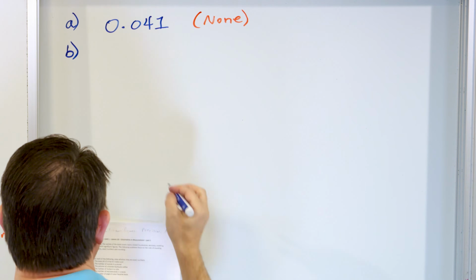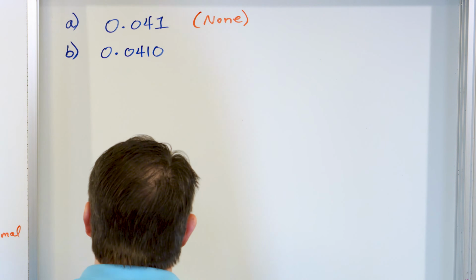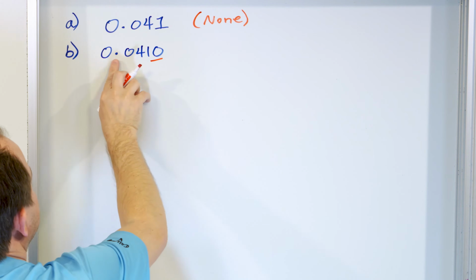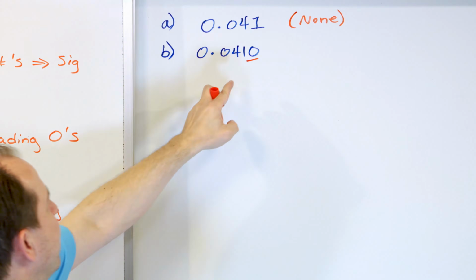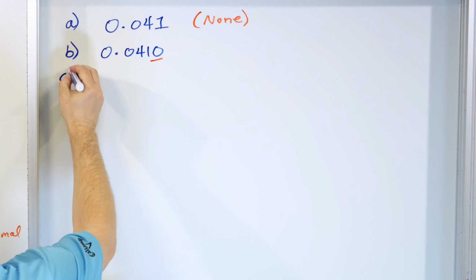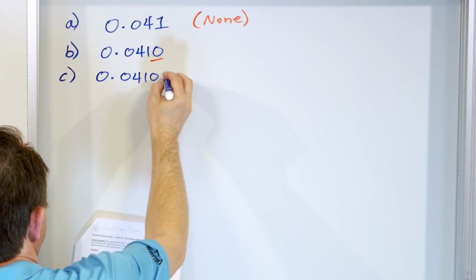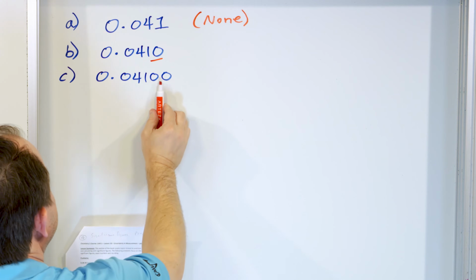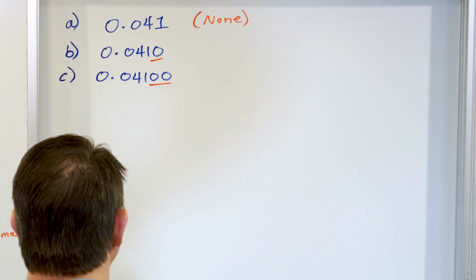Okay? Next problem, 0.0410. Which of these are significant? Leading zeros we ignore, but trailing zeros are significant if we have a decimal. Trailing zeros are significant if there is a decimal point like these. And so that one is significant. All right. Next, part C. We have 0.04100. Which of these are significant? Well, again, leading zeros we ignore, but trailing zeros, if there's a decimal, are significant. So both of these zeros are significant.